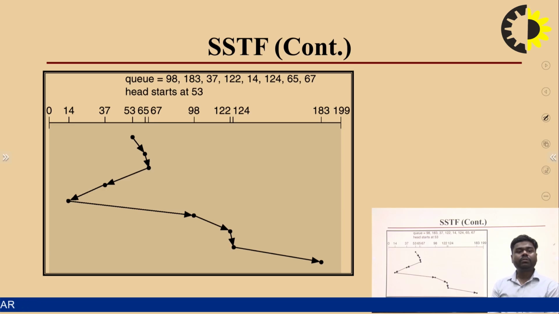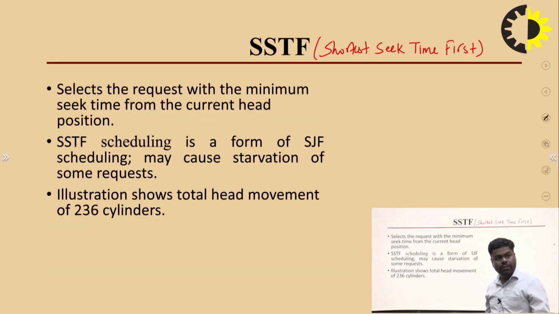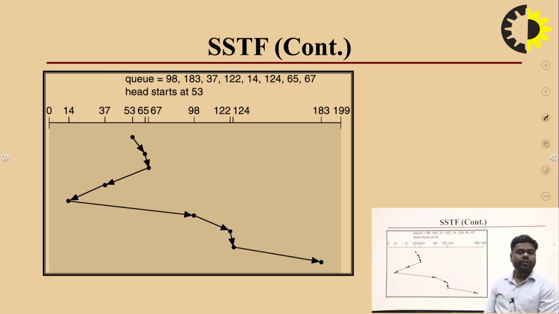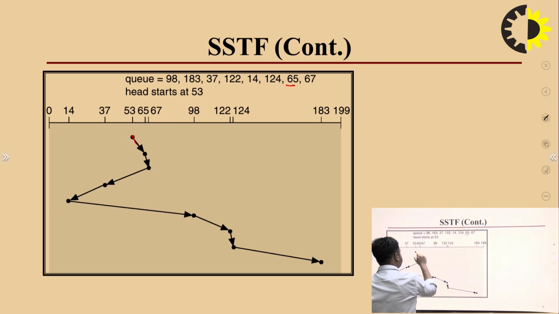I have explained first come first serve, and this one is shortest seek time first. For that, we take the minimum seek time from the current head. For this one, we took the queue of 98, 183, 37, 122, 14, 124, 65 and 67, and the head starts at 53. Which one is nearest to 53? That is 65, so it will move to 65.